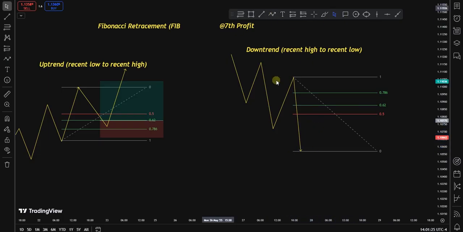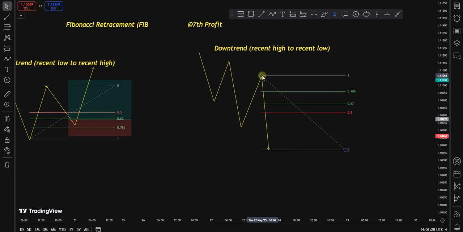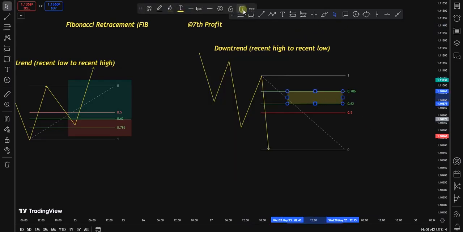You understand? Now, when you are able to identify your recent high and recent low, remember 0.786 and 0.62 is our golden zone. These are our golden zone, our area of interest, our POI. You understand? Good. Now, let me delete this so that we can have a clean board.